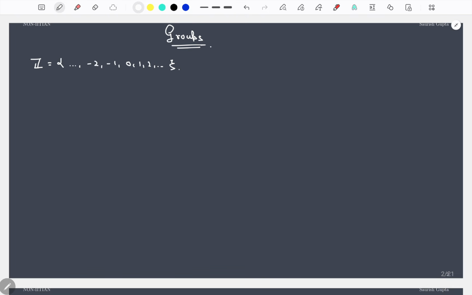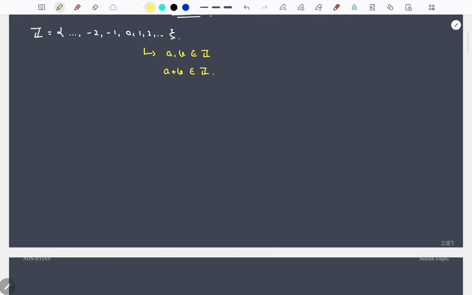And a very important property of such numbers is the following, that if you choose any two numbers from this set, then if you add them up, you still are in this set. Any two integers when added will still result in an integer.